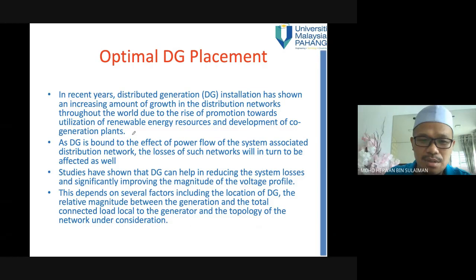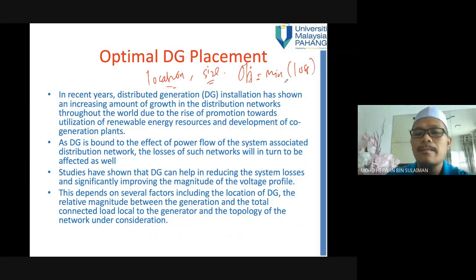So what is DG? We want to implement the DG. We install the DG at the system. So supposed to be that DG will give you the impact to minimize the loss. Okay. So the problem of DG is, we need to determine the location as well as the size of the DG. So the objective function is to minimize the loss. This is one of the objectives.